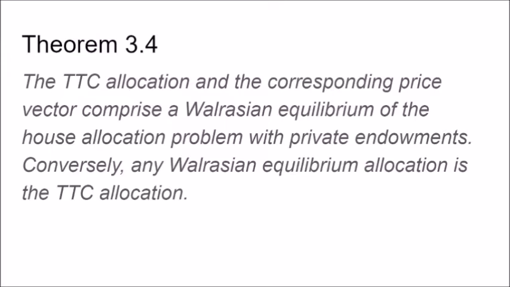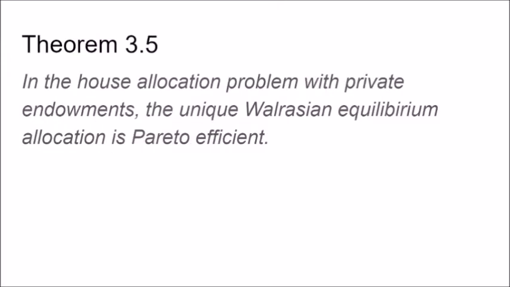And conversely, any Walrasian equilibrium allocation is the TTC allocation. In other words, the top trading cycles algorithm necessarily reaches the same allocation that you would reach from standard Walrasian equilibrium allocations. Theorem 3.3 and Theorem 3.4, when you put them together, actually derive a version of the first welfare theorem, which the textbook gives as Theorem 3.5, that in the house allocation problem with private endowments, the unique Walrasian equilibrium allocation is Pareto efficient.